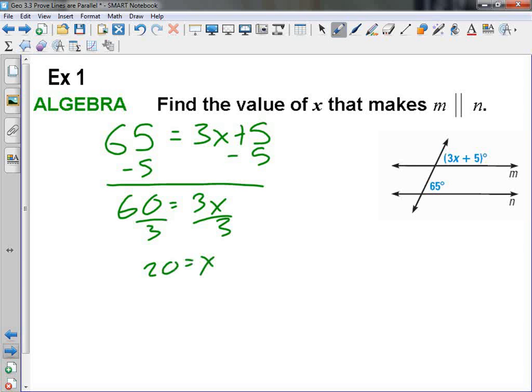I couldn't find you. All right, so we get x is 20. What value of x makes it parallel? 20. What if x was 21? It wouldn't be parallel. It'd look parallel, might be close to parallel, but it's not.